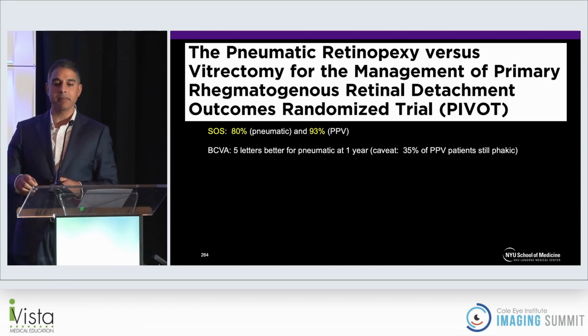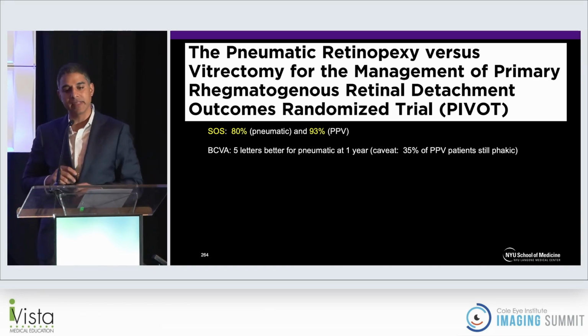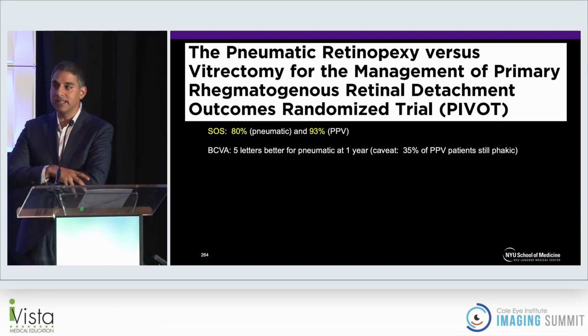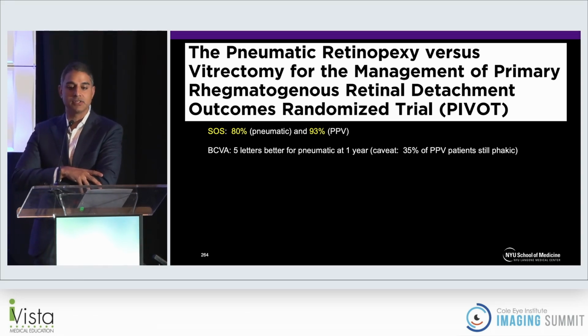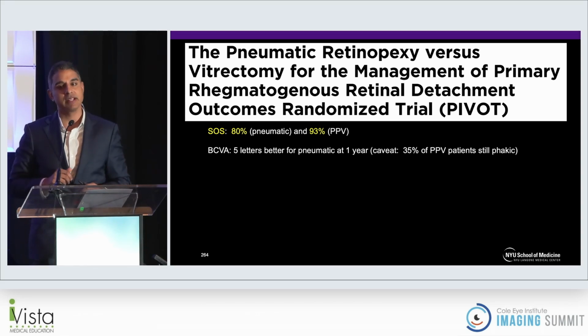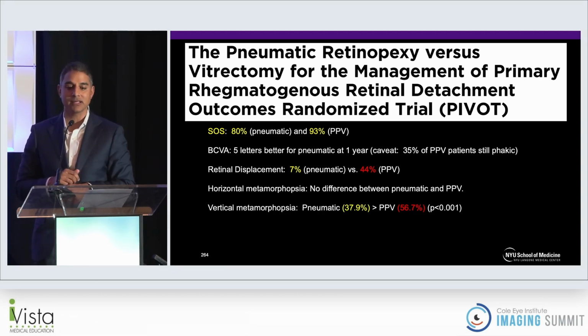So we learned from the PIVOT study that, and really props to the Canadians because I don't think my success rate with pneumatic is 80%, but that's really, really impressive. And they even showed that with pneumatic there was a 5-letter gain in vision relative to that of vitrectomy, but this was heavily biased by the fact that many of those patients were still phakic after vitrectomy. Most notably, though, this is really what changed the paradigm: retinal displacement was drastically lower for pneumatics relative to that of vitrectomy.